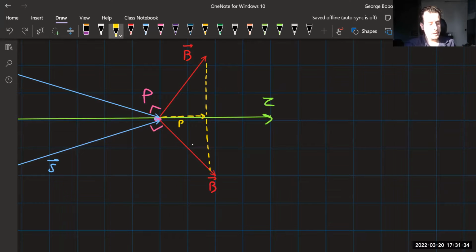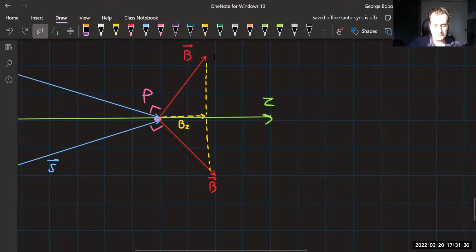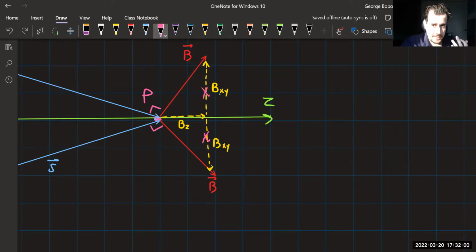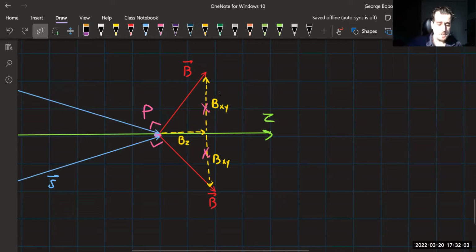So Bz is what survives, okay? So Bz here is what survives. And any planar component right now will die. Okay, these will die away. Interesting. So Bz is what survives, and I want to find what Bz is in terms of B, just like I did back when I was doing the electric field. I want to do the same thing here.